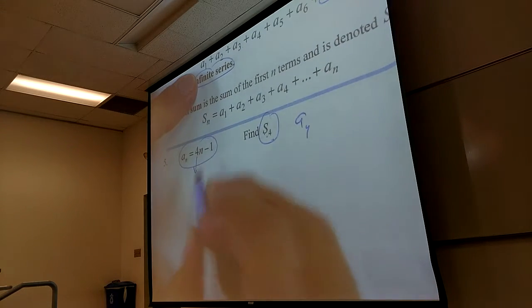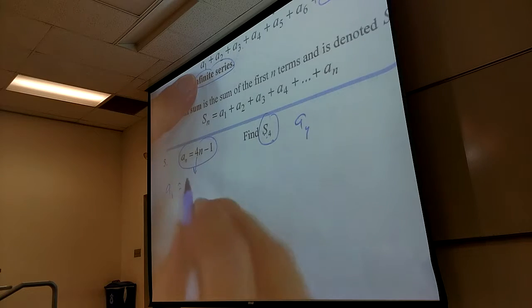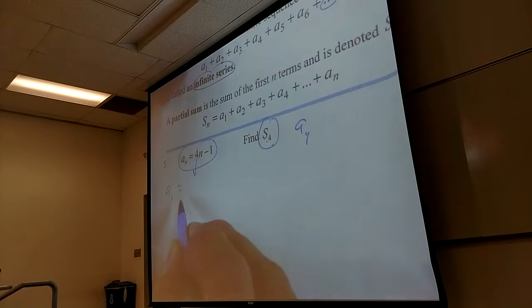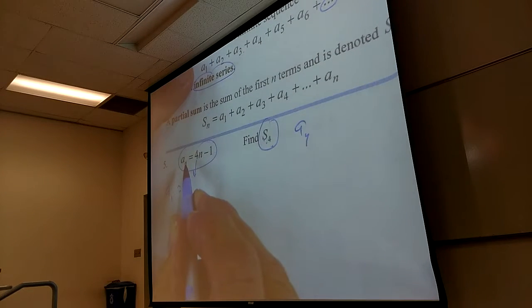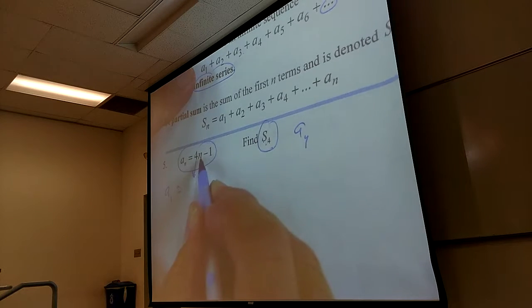Just in case you came in a little bit after we did some of these. A1, how do I figure that out? How do I figure it out? Plug a 1 in for n.